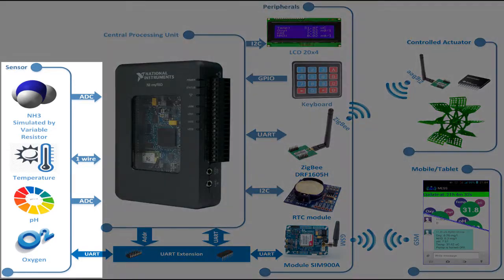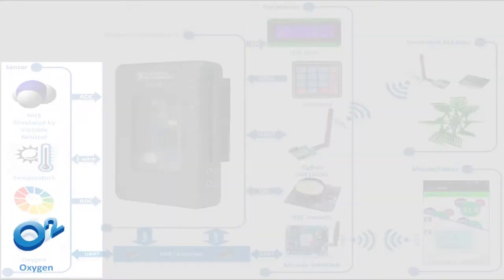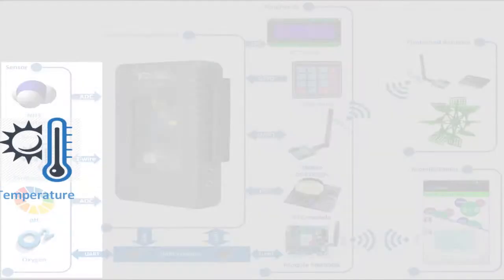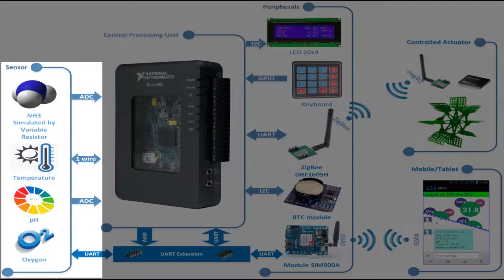Block of sensors: measuring and getting the environmental factors: oxygen, pH, temperature, and ammonia, in which ammonia is simulated by potentiometers because the ammonia sensor is very expensive.